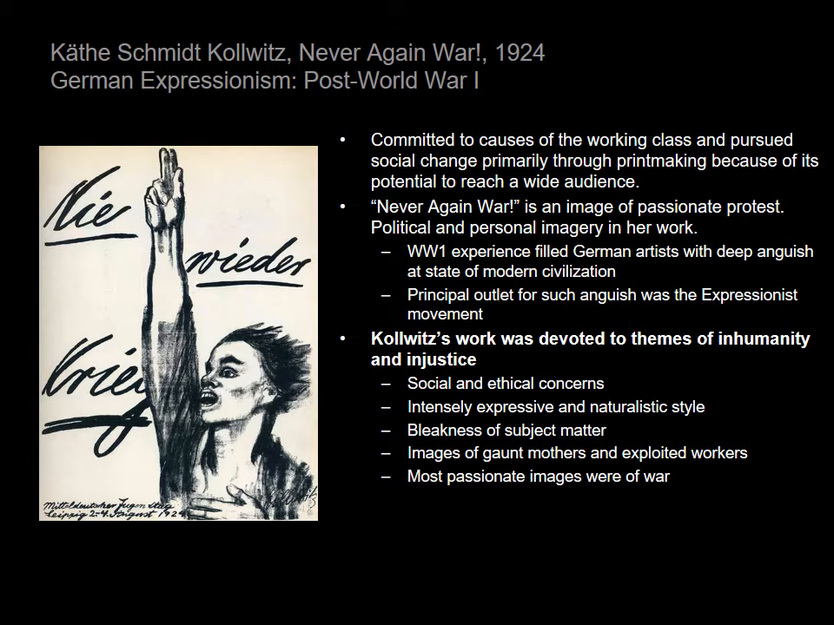In general, the World War I experience had filled German artists with a deep anguish at the state of modern civilization. And one of the principal outlets for dealing with their anguish was the Expressionist movement. So again, Kollwitz's work is deeply devoted to themes of inhumanity and injustice, these social and ethical concerns. She has an intensely expressive and naturalistic style, a bleakness of the subject matter. Images of gaunt mothers and exploited workers fill her canon. And again, they're mostly these passionate images protesting war.